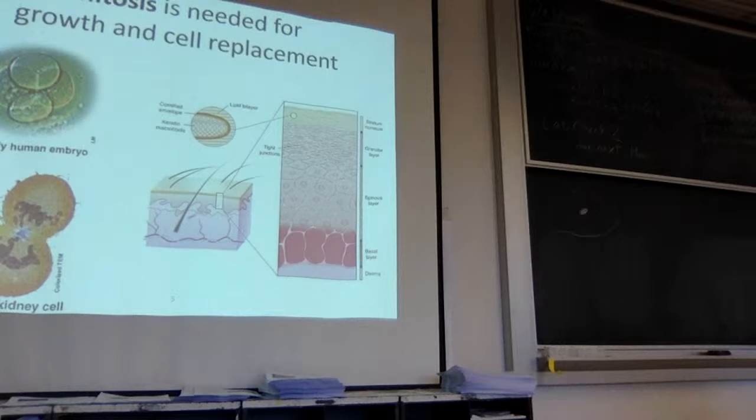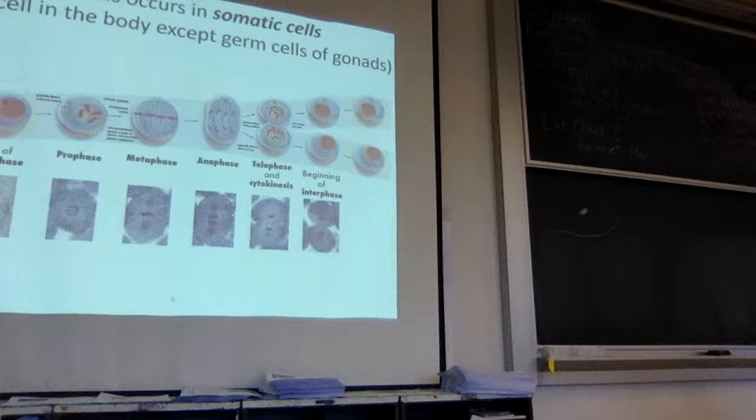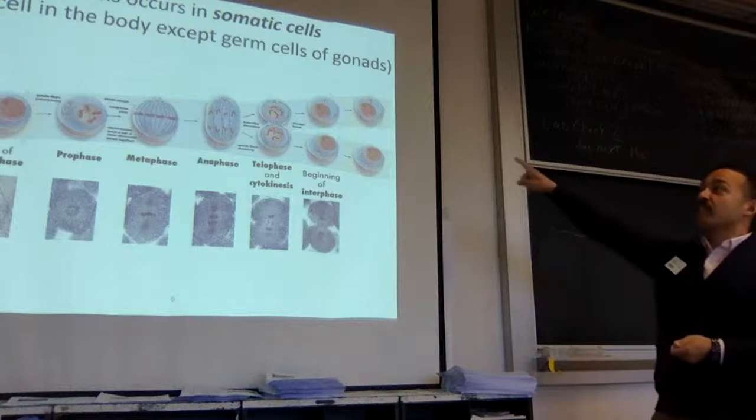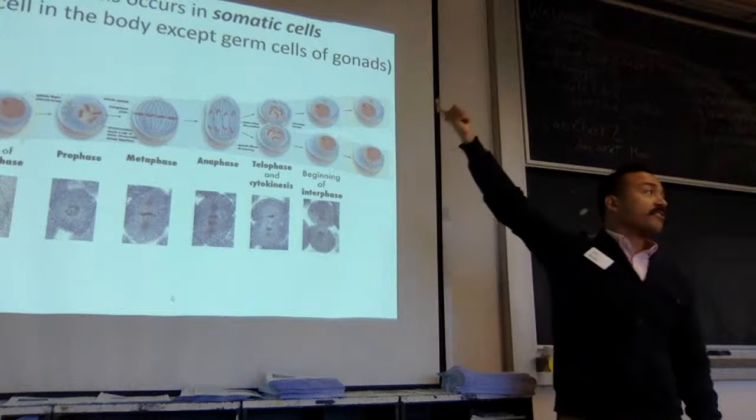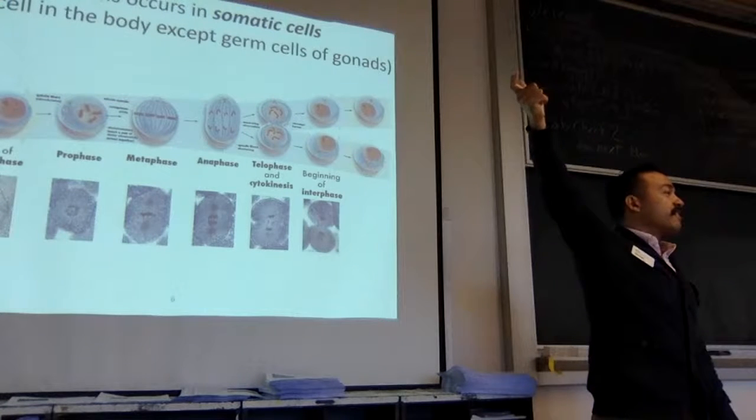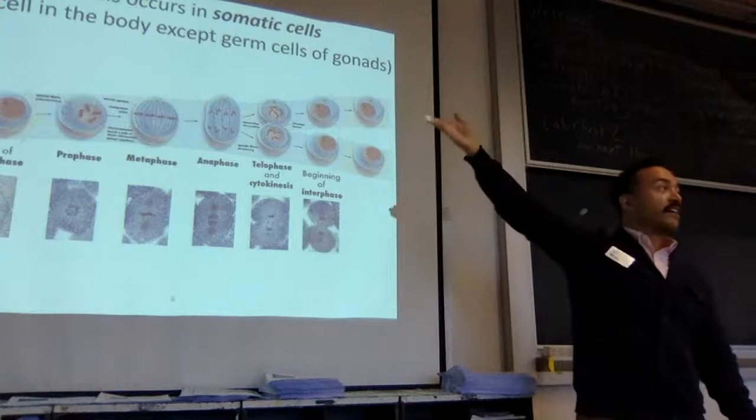Cool. Okay, so that's why we undergo mitosis, whether it's regular growth and development or to replace cells that have been damaged. The type of cells that mitosis happens in, the term for these cells are somatic cells. That prefix soma just means body. So literally cells of the body.